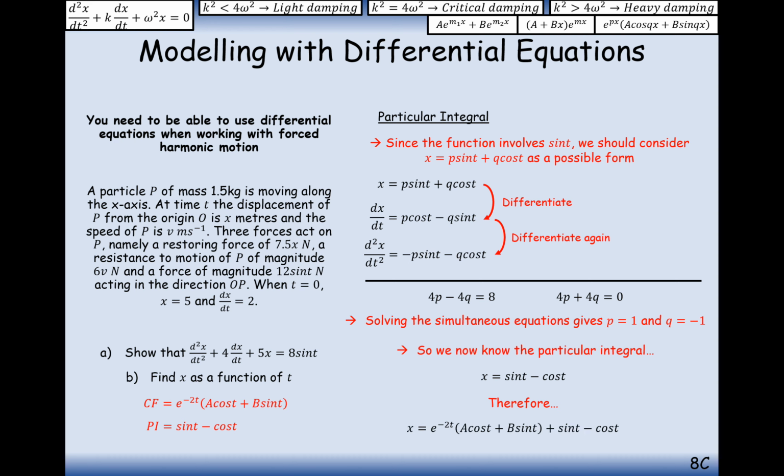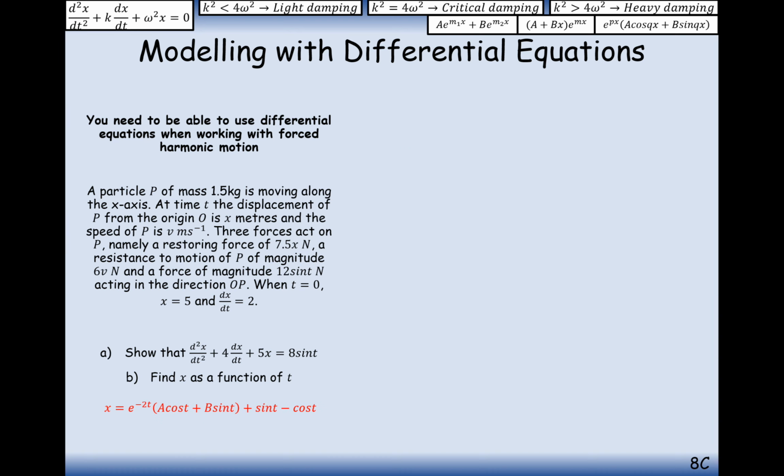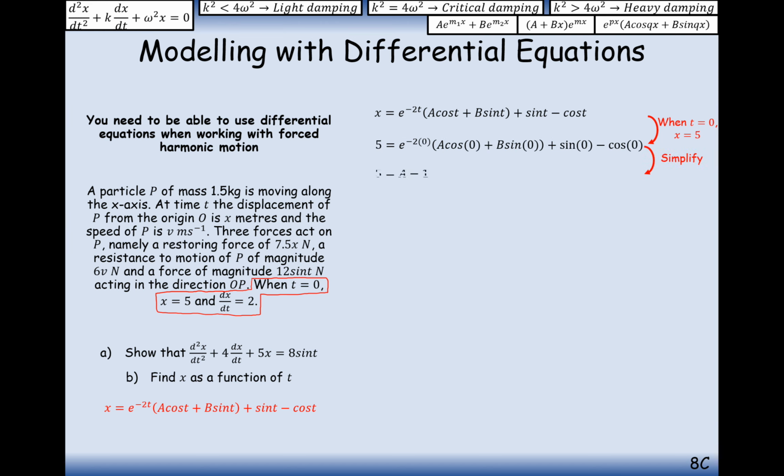So the final answer then to this find x as a function of t is this big long expression here. It's e to the minus 2t, brackets a cos t plus b sin t, close brackets, plus sin t minus cos t. Lovely, good stuff. Right, so now what we can probably do is use this last bit of information from the example, which is t equals 0, x equals 5, dx by dt equals 2. So let's substitute those in. t equals 0, x equals 5 to start with, and that helps us work out that a will equal 6.